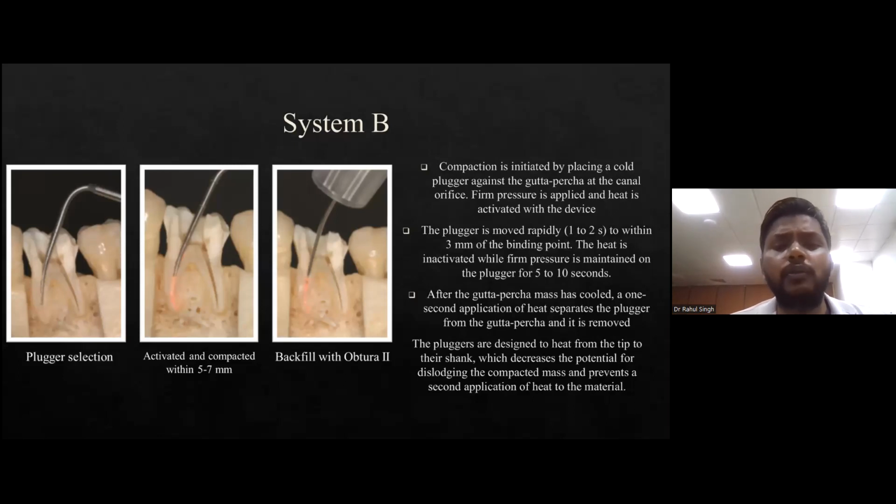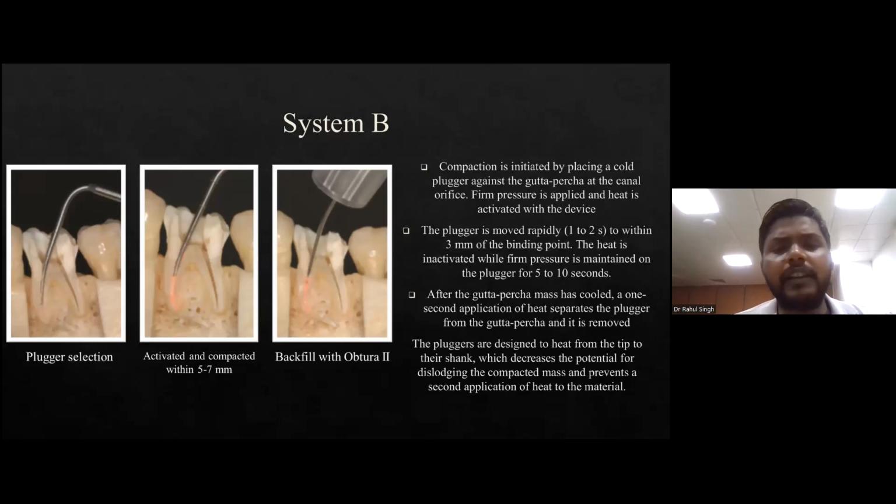After the gutta percha mass has cooled, a second application of heat is done and the gutta percha is removed. The pluggers are designed to heat from the tip to their shank, which decreases the potential for dislodging the compacted mass, which is obvious, and prevents a second application of heat to the material.